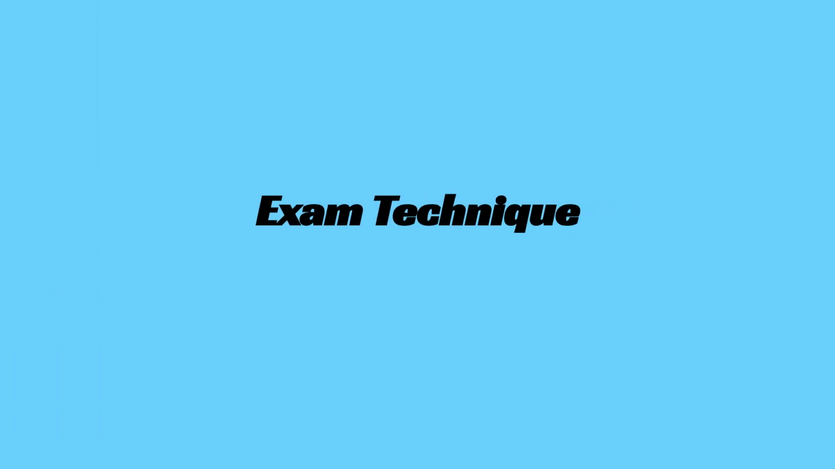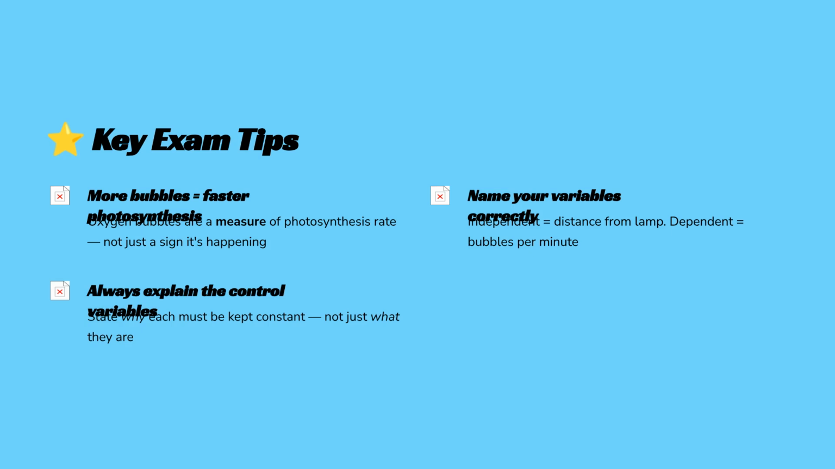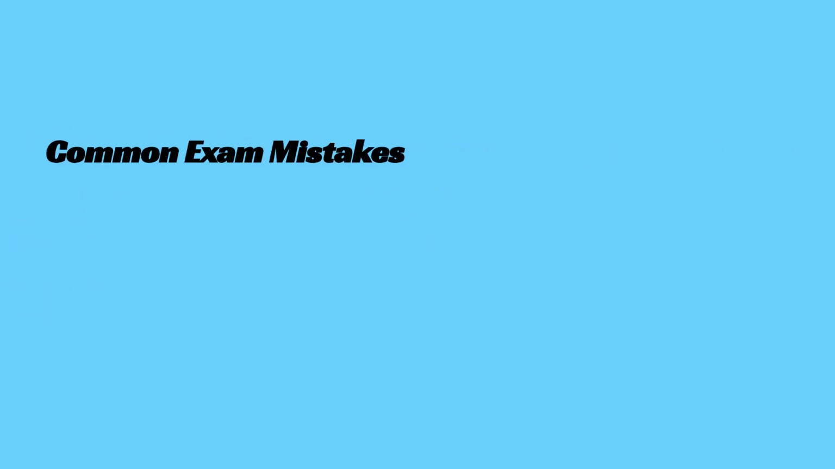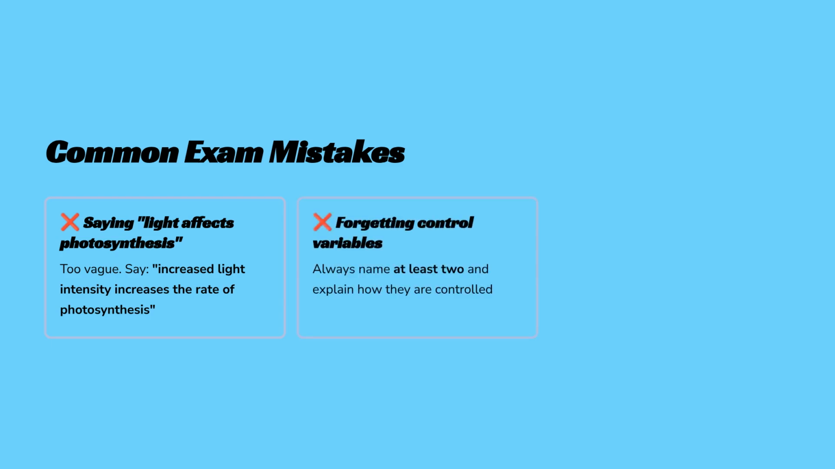Let's review some key exam techniques so you know exactly what the examiner is looking for. Remember that more bubbles equals a faster rate of photosynthesis. Name your variables correctly. Independent is distance, dependent is bubbles per minute. Always explain why control variables are constant, and always mention calculating a mean from repeated results to reduce anomalies. Avoid vague statements like light affects photosynthesis. Be specific. Increased light intensity increases the rate of photosynthesis. Always name at least 2 control variables and mention repeats and mean values for reliability.